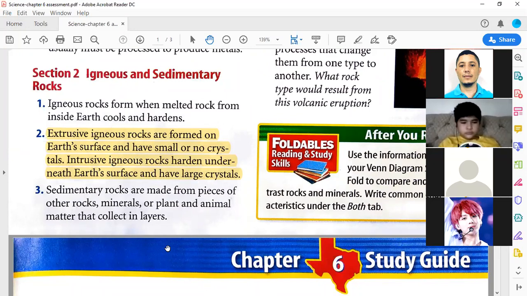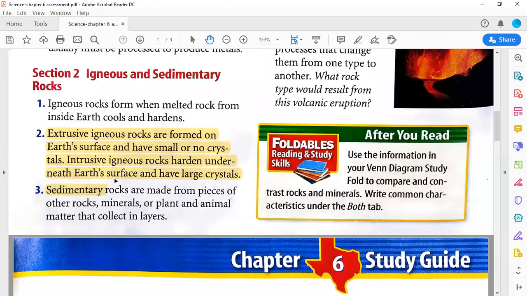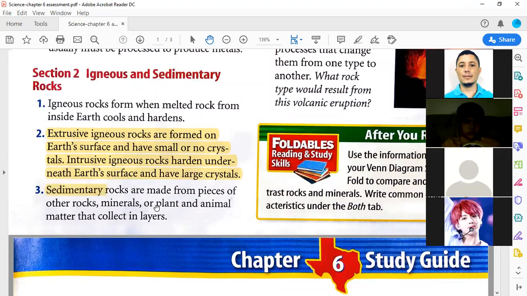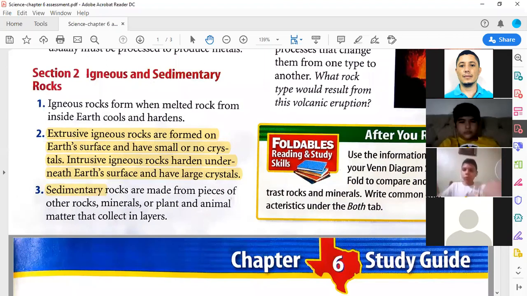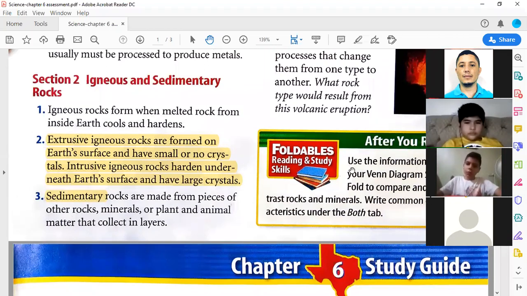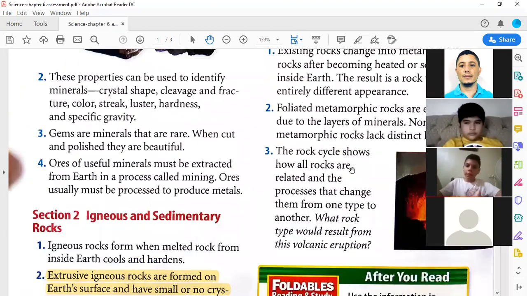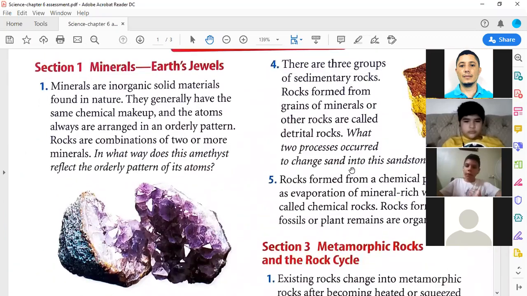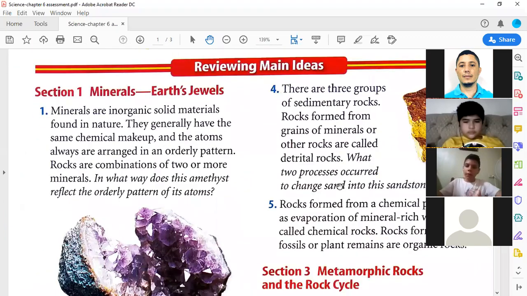Sedimentary rocks are made from pieces of other rocks, minerals, or plant and animal matter that collect in layers. So this is another type of rock, the sedimentary rocks. So far we have the igneous rocks and the sedimentary rocks. Let me scroll up a little bit. Right, we have number 4. I'm going to have Ian go ahead and read number 4, please.